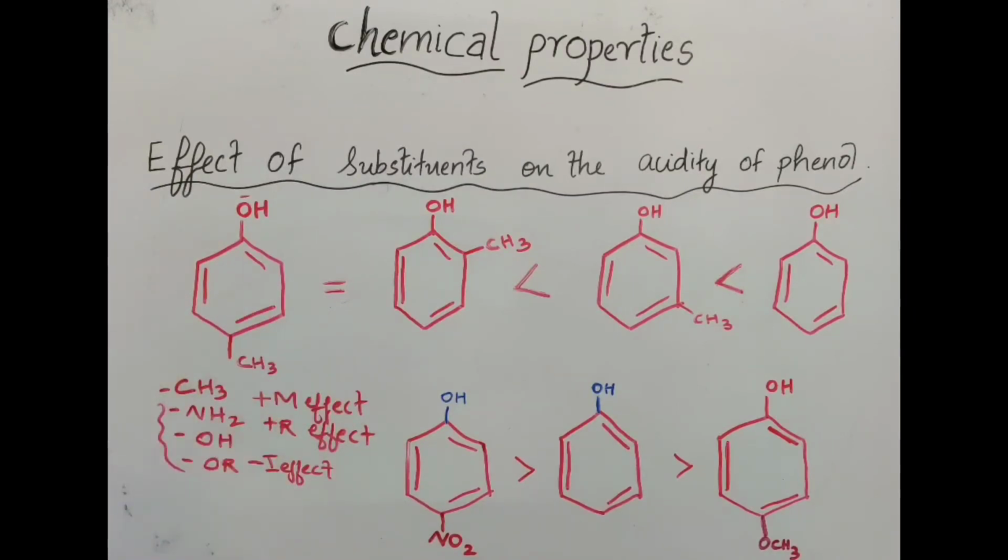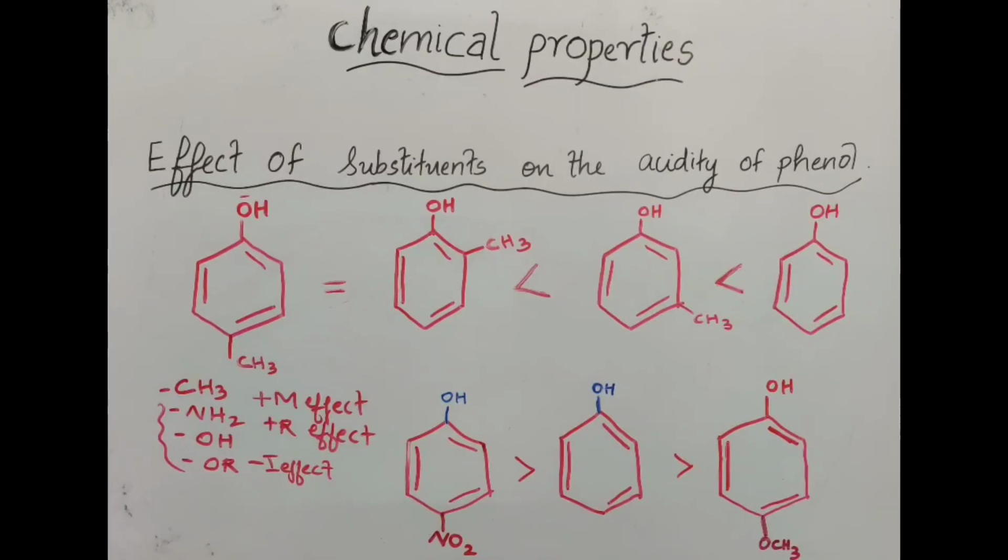But when groups like these, even though they are electron releasing groups, are present on the benzene ring as substituents, due to the dominant minus I effect they increase the acidity of the phenol. Now next, what is minus I effect? Minus I effect, that is inductive effect.